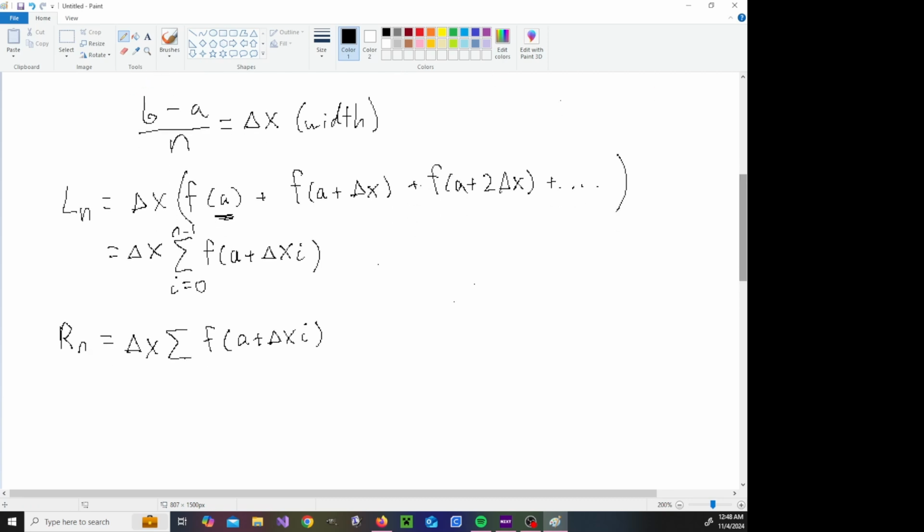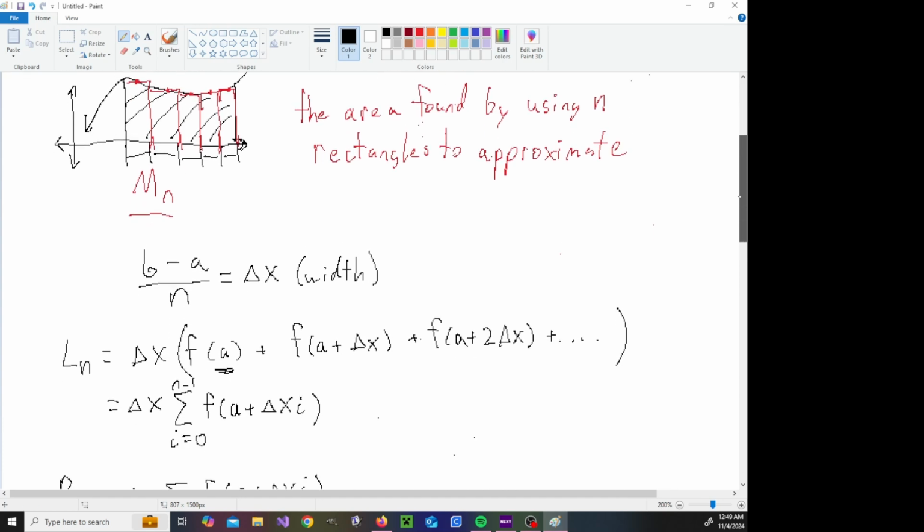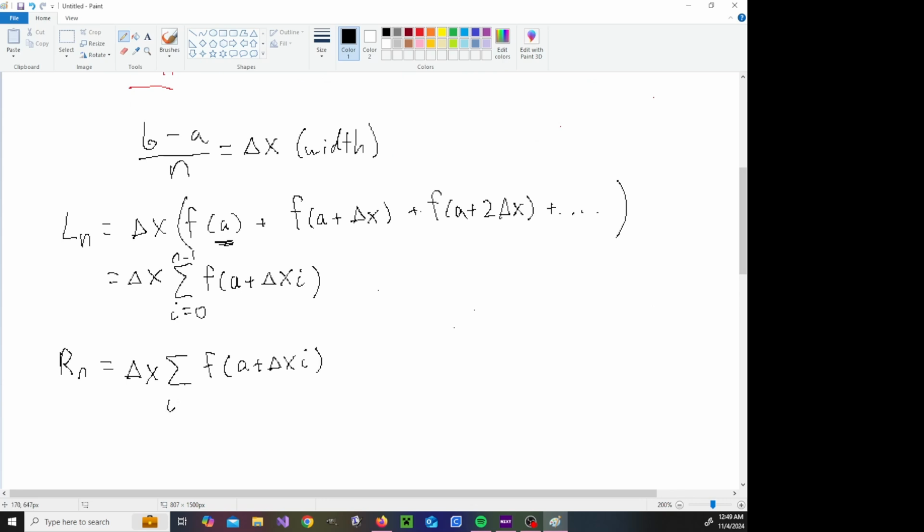But where do I start at? Again, I start on the right side of that first rectangle, which I get by moving forward by delta x from A. So the first term is going to have a delta x included, so the first term is going to start at i equals 1. Well, then if I want n many terms and I start at 1, then I'm going to go all the way to the nth term.